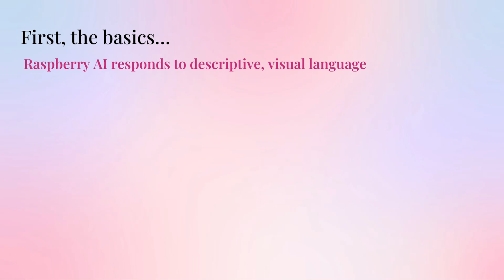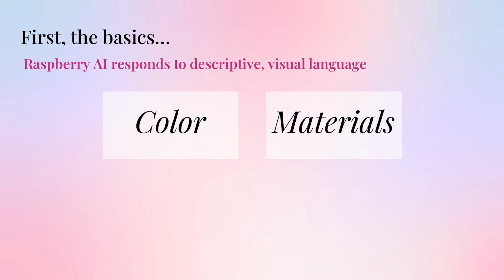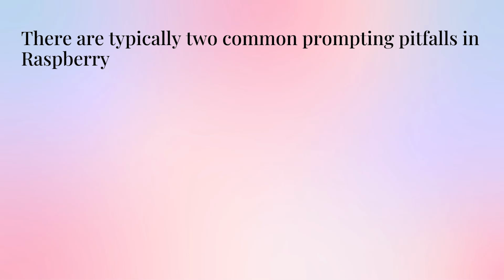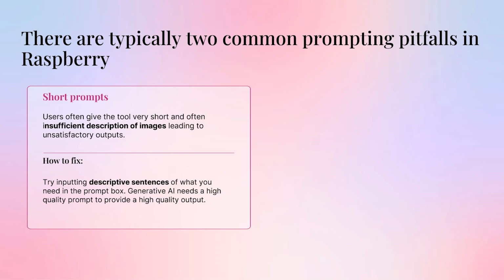First, the basics. Raspberry AI is a generative AI tool that responds best to descriptive visual language. Think color, materials, silhouette, and mood. There are two common prompting pitfalls in Raspberry: very short prompts and using command versus descriptive language. Short prompts give insufficient description of images, leading to unsatisfactory outputs. Instead, input descriptive sentences of what you want to see in the prompt box.